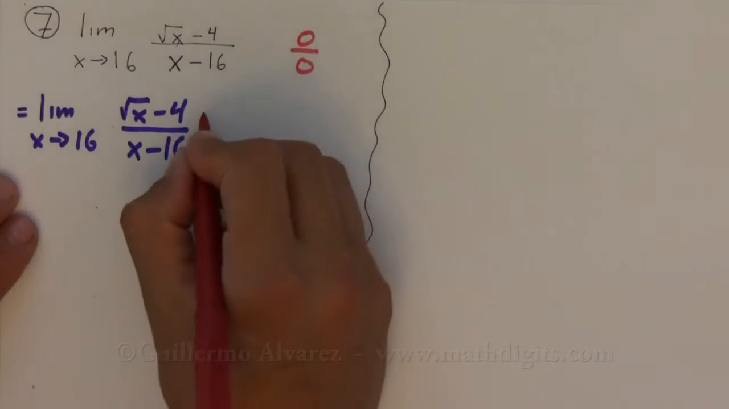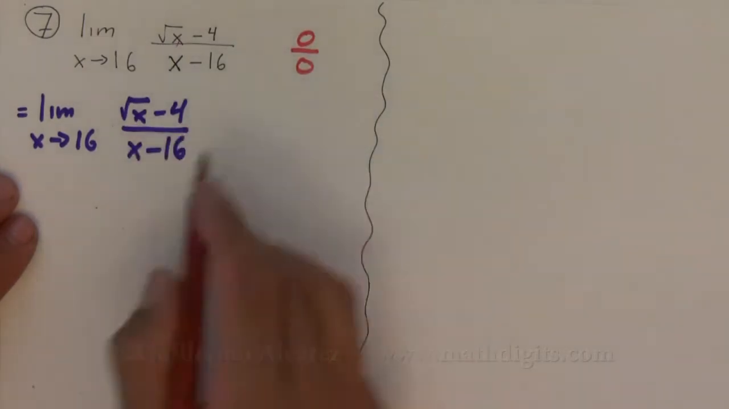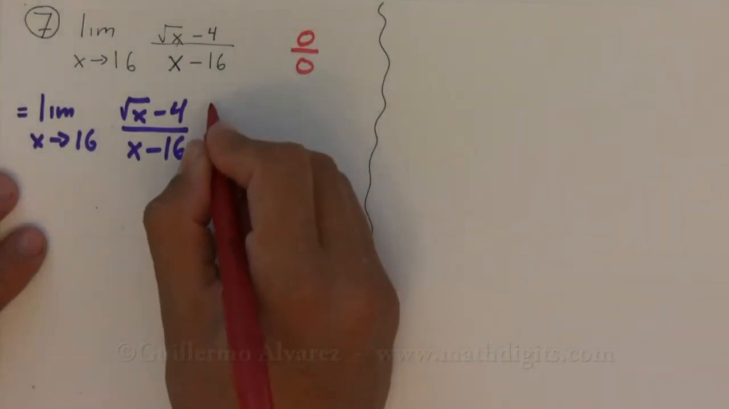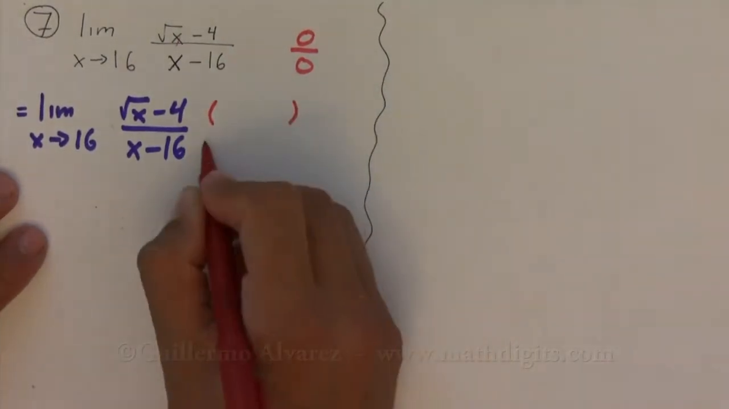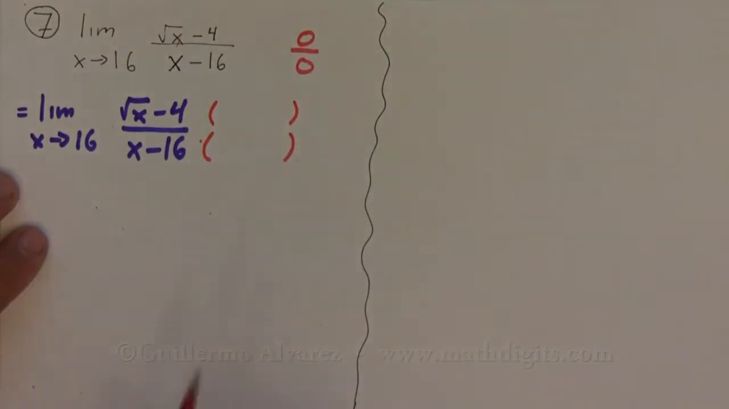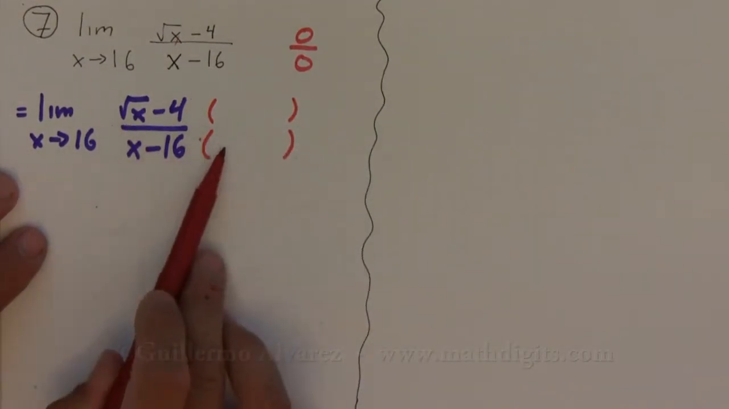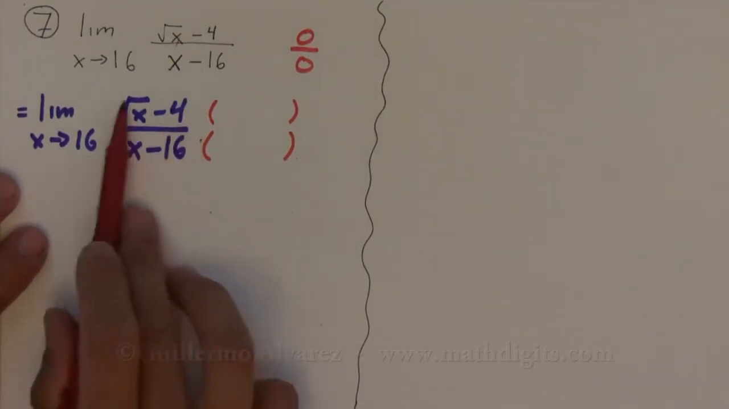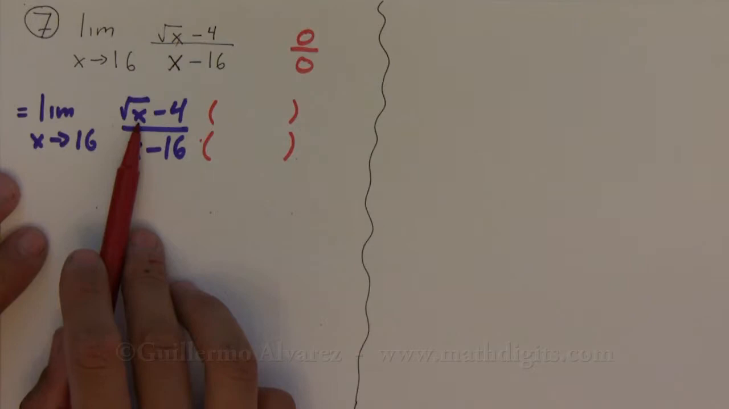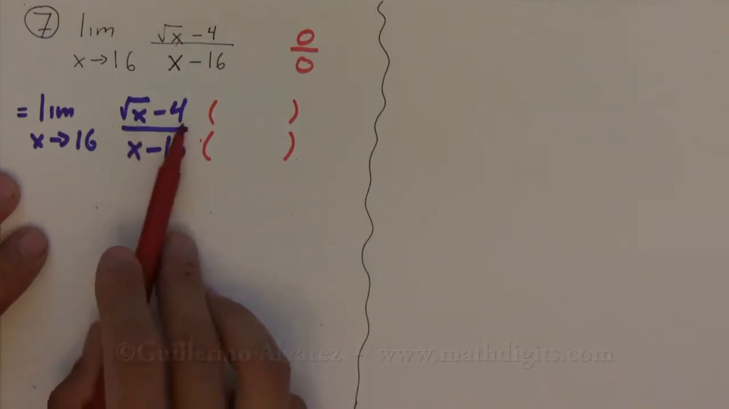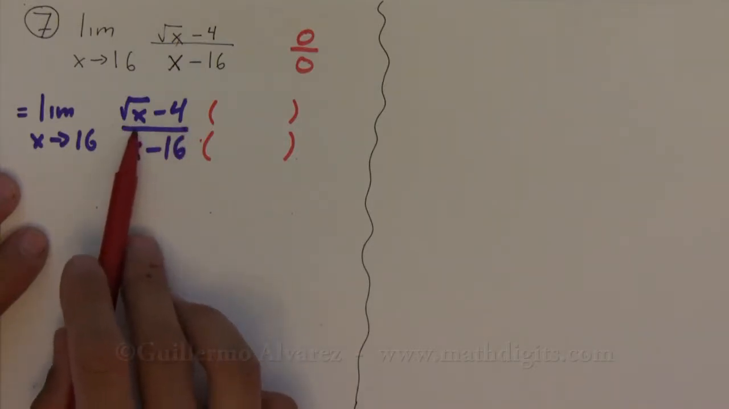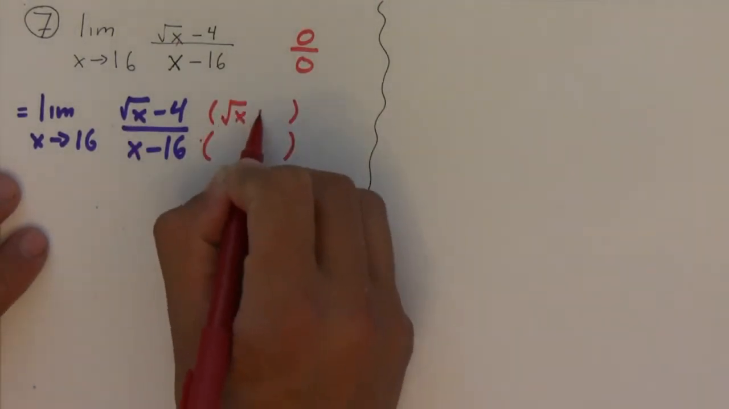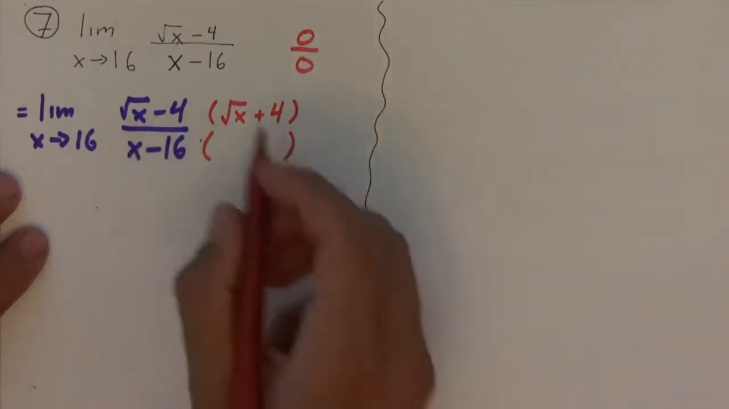Okay, so this is a little algebra trick that you can use when you have situations like this, and this sort of trick usually works when you have square roots in your limit. So what you're going to do is multiply numerator and denominator by the conjugate of the numerator or the denominator, whichever one has the square root. So in this case, I'm going to multiply by square root of x plus 4 because the square root is in the numerator.